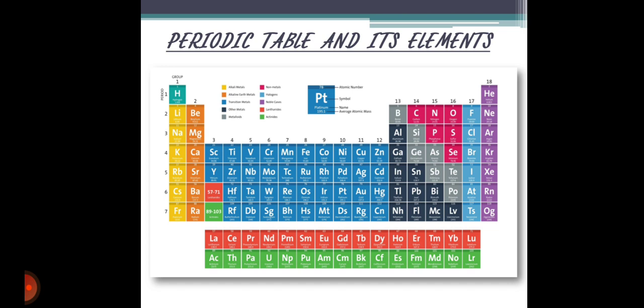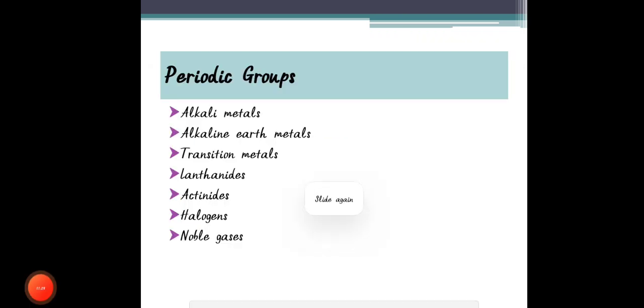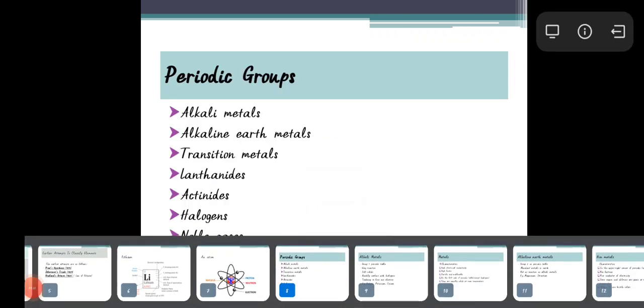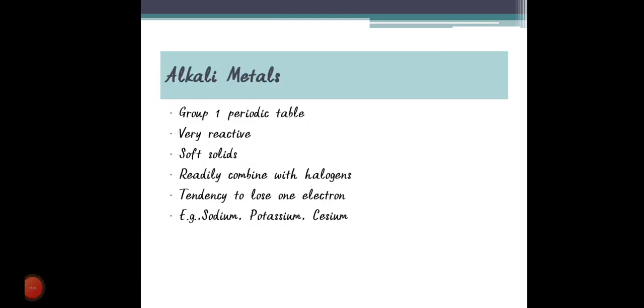Coming to the seventh group, those are halogens. These need only one electron to fill their outer shell. These halogens are very reactive in nature. And group 8A are the noble gases, as they have completely filled outer shells. They are almost non-reactive. So let us learn about these groups in detail.